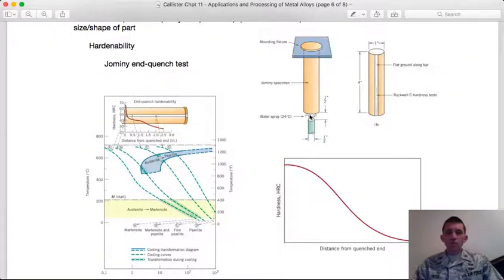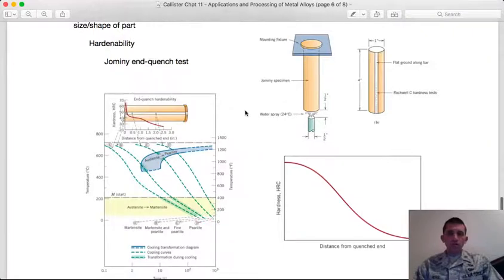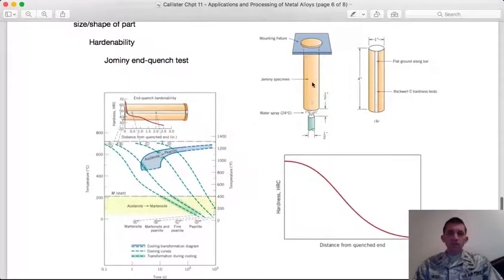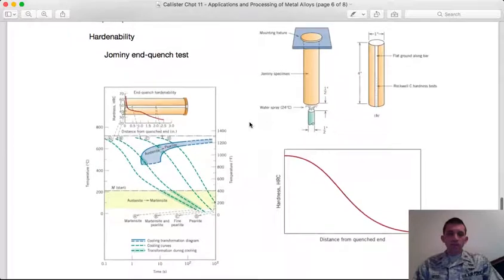So you're quenching the very end of this specimen, and the heat is conducting down through the bottom and then out through the end that you're quenching. The ability of that heat to conduct and the hardenability of the material will dictate how much of this specimen actually forms martensite. Steels that are very hardenable give you a long time to get this heat out, and you should see martensite formation further back in the specimen.